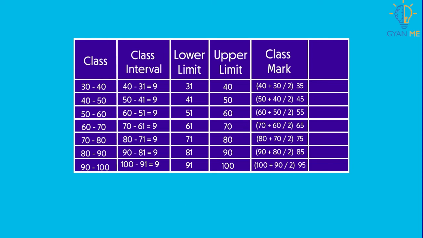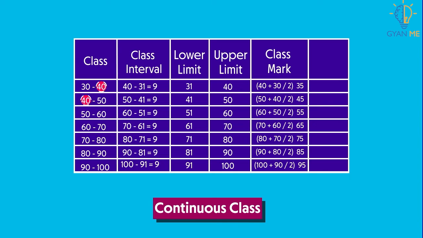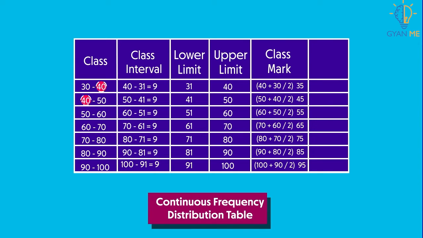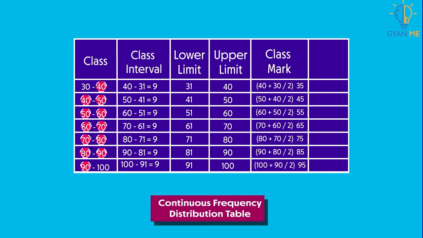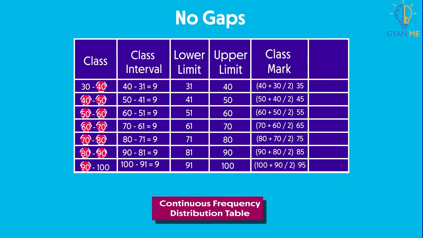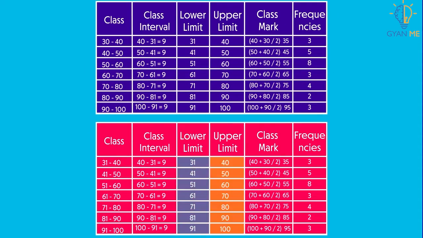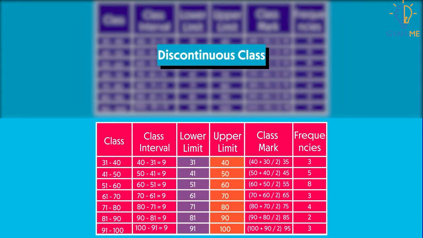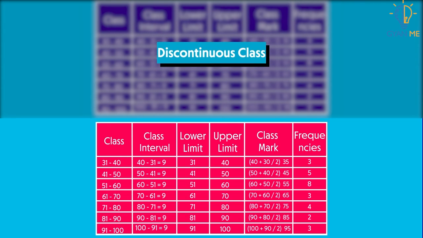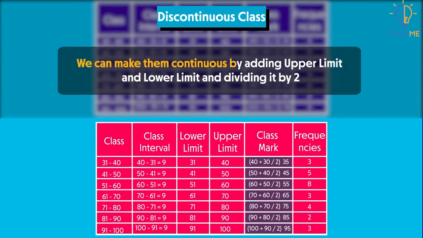Now observe here, upper limit of previous class and the lower limit of next class is same. Such type of classes are called continuous classes. Thus, a continuous frequency distribution table is a series in which the data are classified into different class intervals without gaps, along with their respective frequencies. If the upper limit and lower limit are not same for two successive classes, then they are called discontinuous classes. We can make them continuous by adding upper limit and lower limit and dividing it by 2.